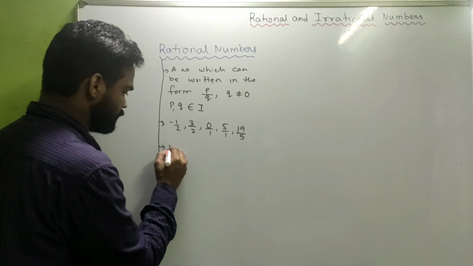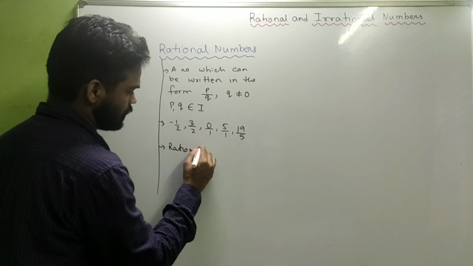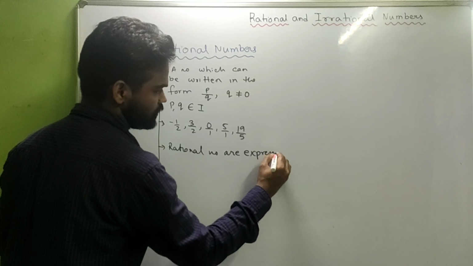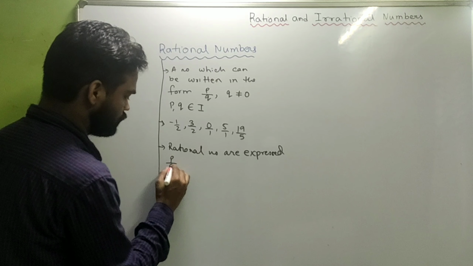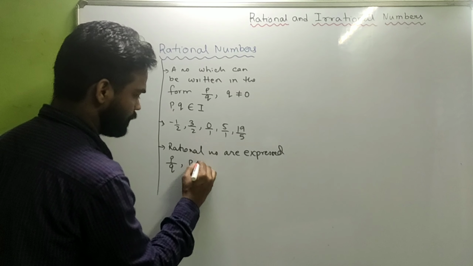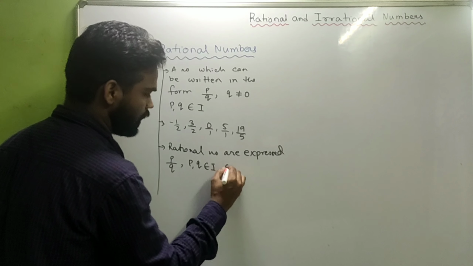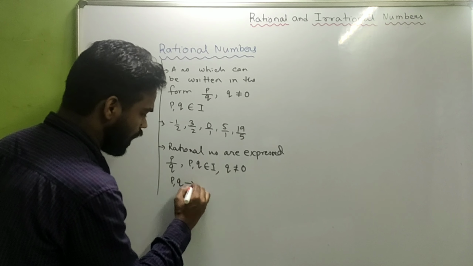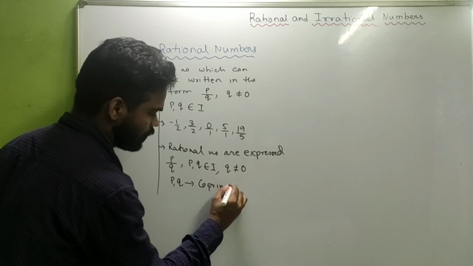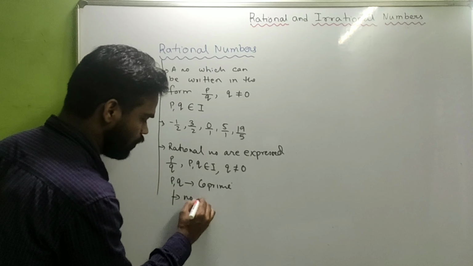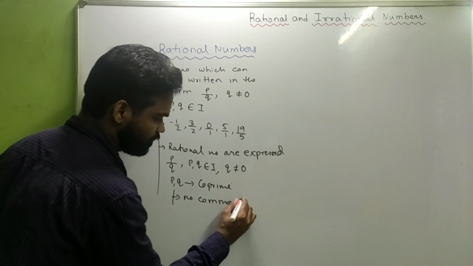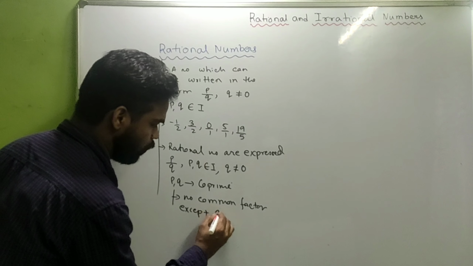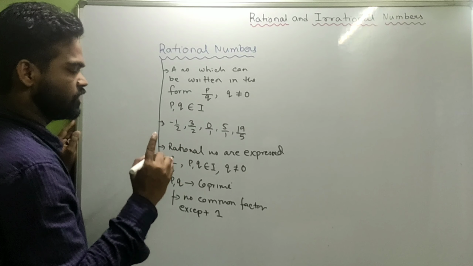Now rational numbers are expressed, as we just did, as p by q, where p, q belong to integers and q is definitely not equal to 0, and p, q are co-prime, which means they have no common factor except 1.